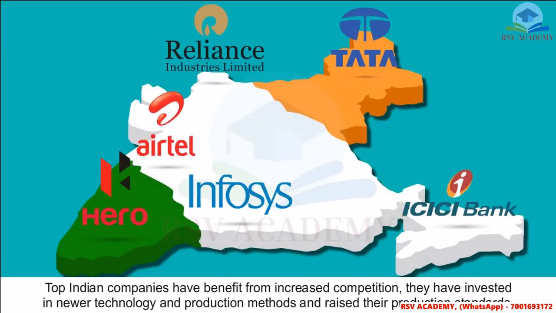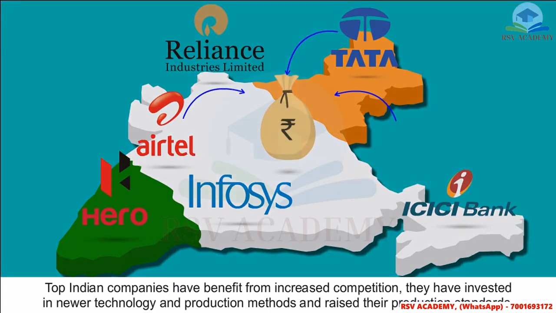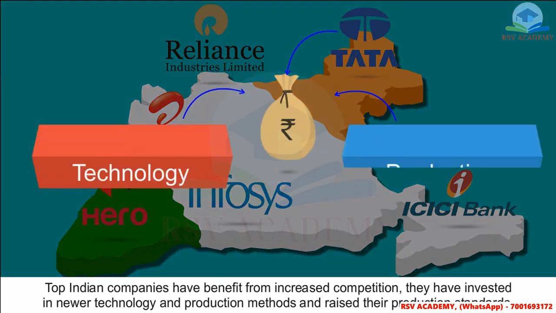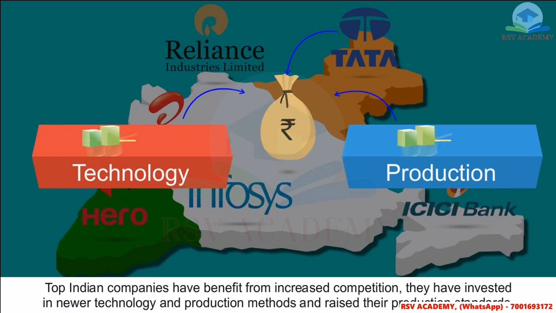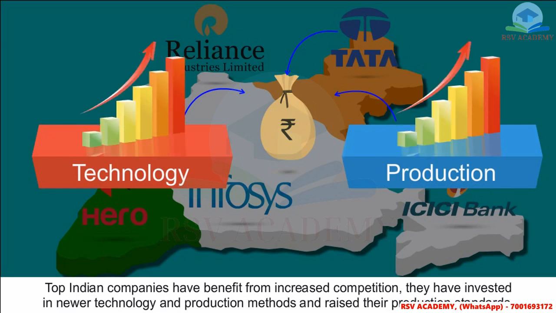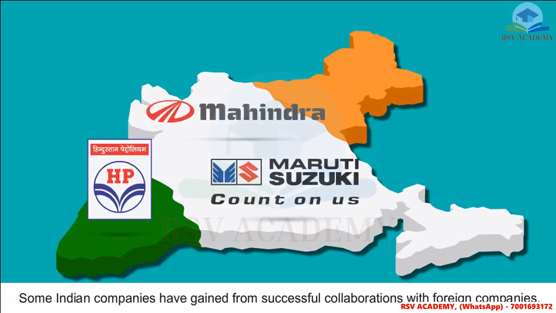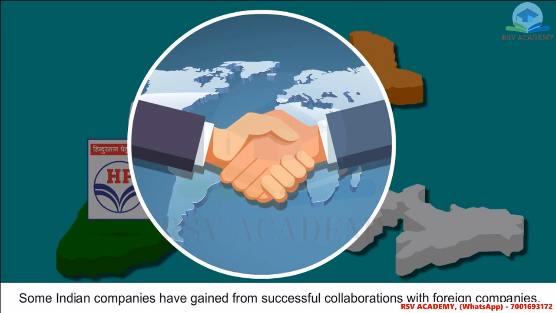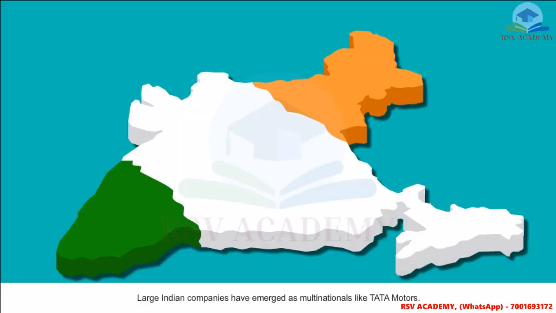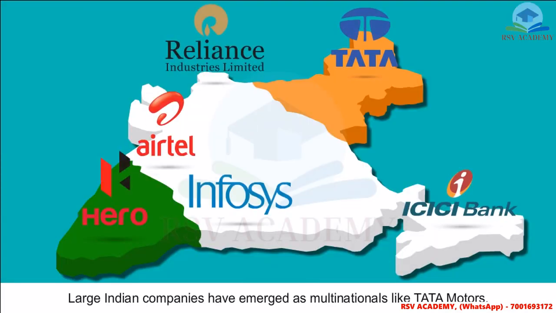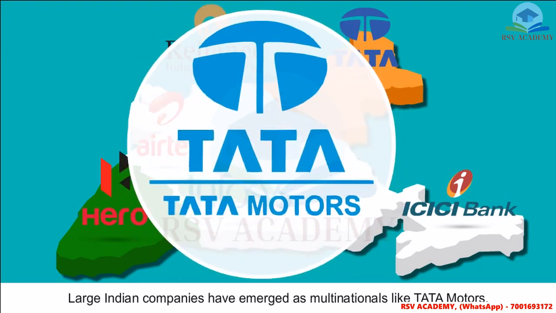Top Indian companies have benefited from increased competition. They have invested in newer technologies and production methods and raised their production standards. Some Indian companies have gained from successful collaborations with foreign companies. Large Indian companies have emerged as multinationals like Tata Motors.